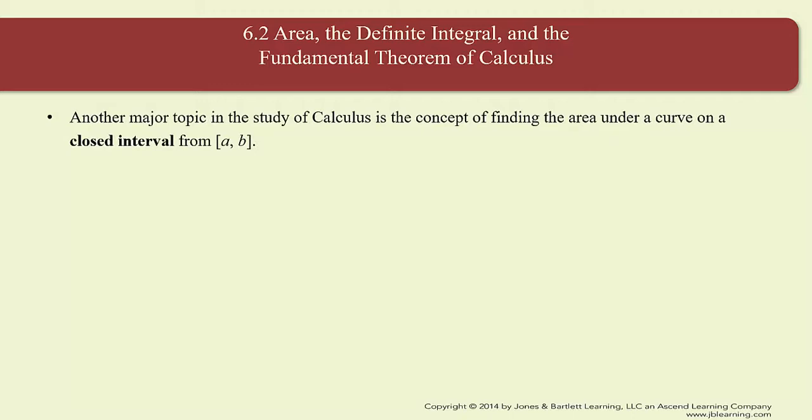We've already seen one of the big topics in calculus, the concept of rate of change and instantaneous rate of change. And we know the slope of a tangent line gives us an instantaneous rate of change, and that's related to the derivative. The other big major topic in the study of calculus is the concept of finding area under a curve on a closed interval from A to B. So if we look at this generic graph of some function, it's that shaded region. Finding the area that's below the graph of f, above the x-axis, from A to B. So that was a big topic in calculus. How do we find that area?